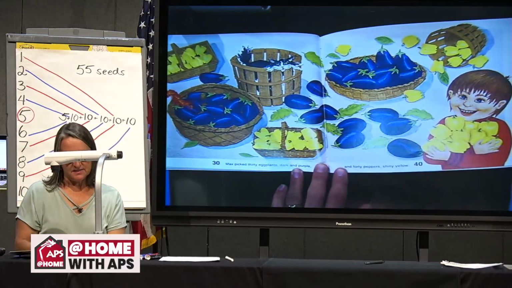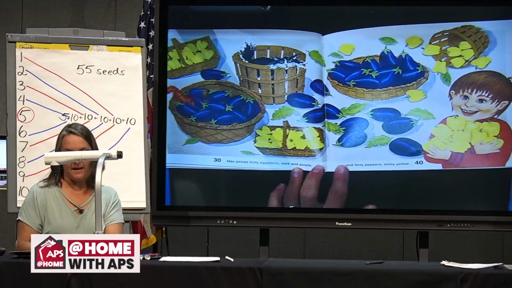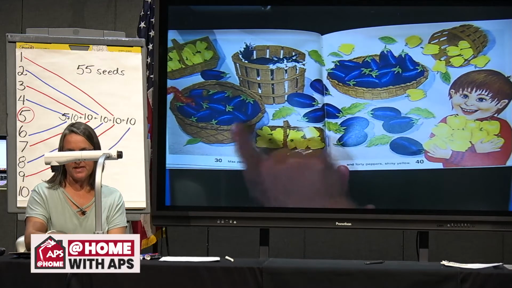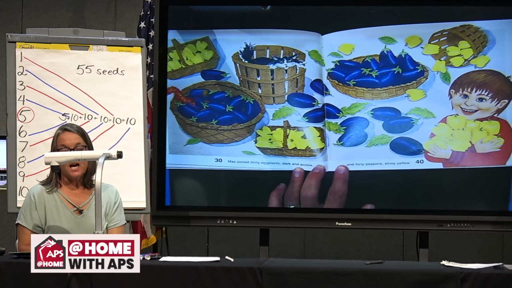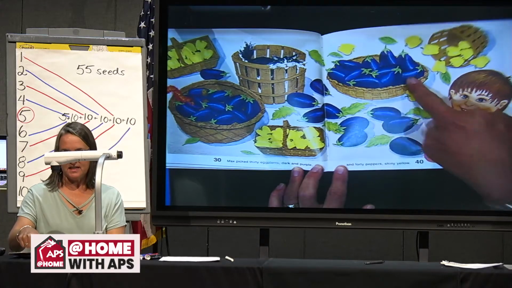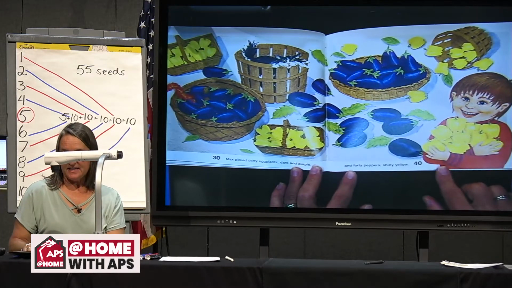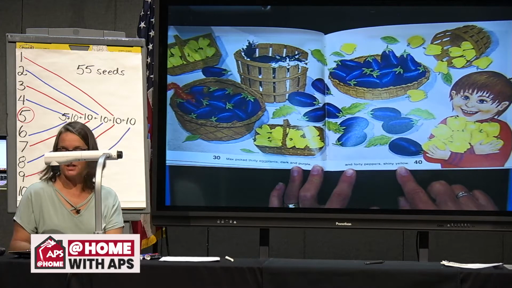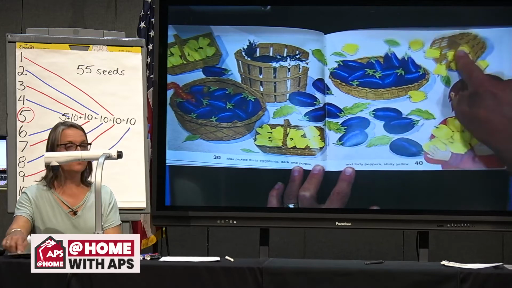Look at these. Max picked 30 eggplants, dark and purple. See the eggplants? And you know what I know about this book? On a lot of pages in this book, the fruits and vegetables are in tens, so we could count them by tens. 10, 20, 30 eggplants. And he picked 40 peppers, shiny yellow. 10, 20, 30, 40.